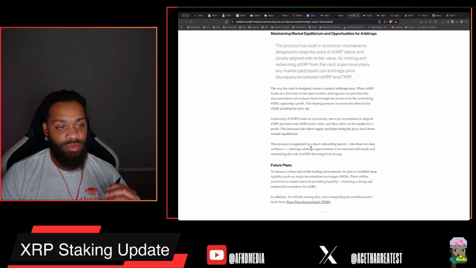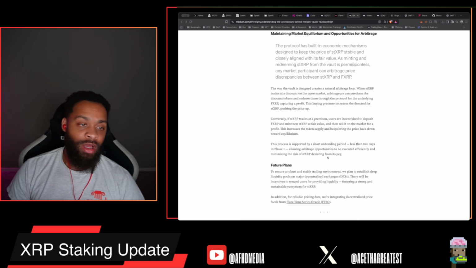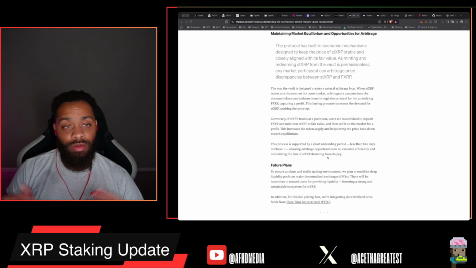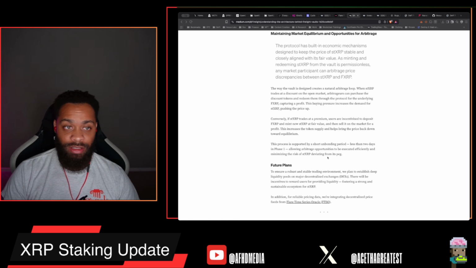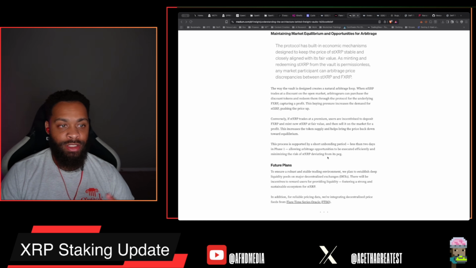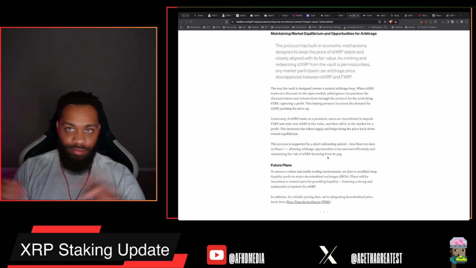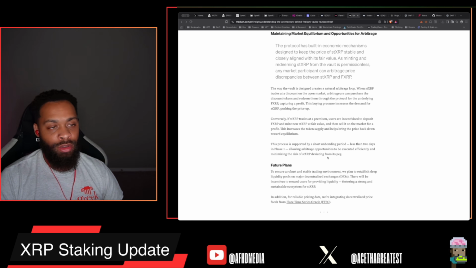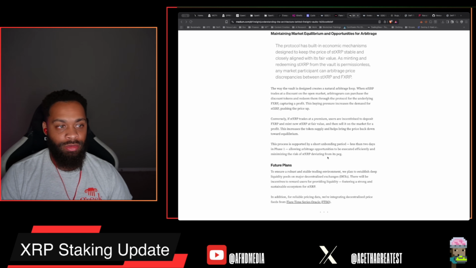This process is supported by a short unbonding period, less than 2 days in phase one, allowing arbitrage opportunities to be executed efficiently and minimizing the risk of staked XRP deviating from its peg. Like I said, I'll be looking for these opportunities all day, every day. If you don't know how to do this on staked Flare or sFlare, I've created a video for that. I'll definitely make sure it's in my closing wrap up scene for this video. So don't worry about that. I'll definitely make sure you guys get pointed in that direction.